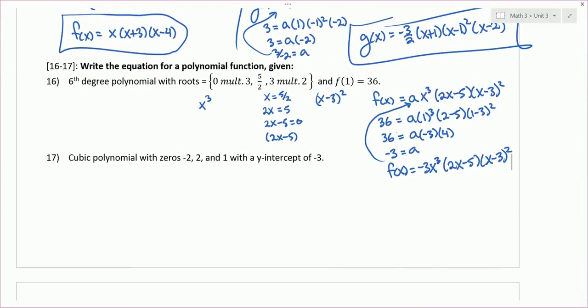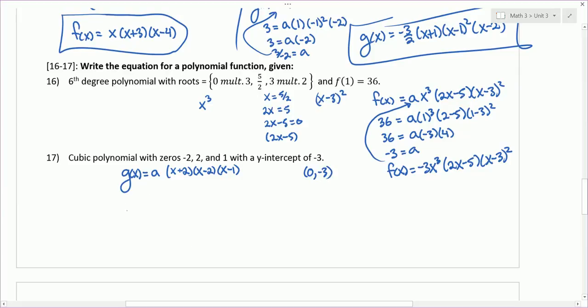17. We want a cubic polynomial with zeros negative 2, 2, and 1. So if those are the zeros, our factors will be x plus 2, x minus 2, and x minus 1. So let's call this g of x equals, and we're not sure what the leading coefficient is, but it's got a y-intercept of negative 3. That means it goes through the point 0, negative 3.